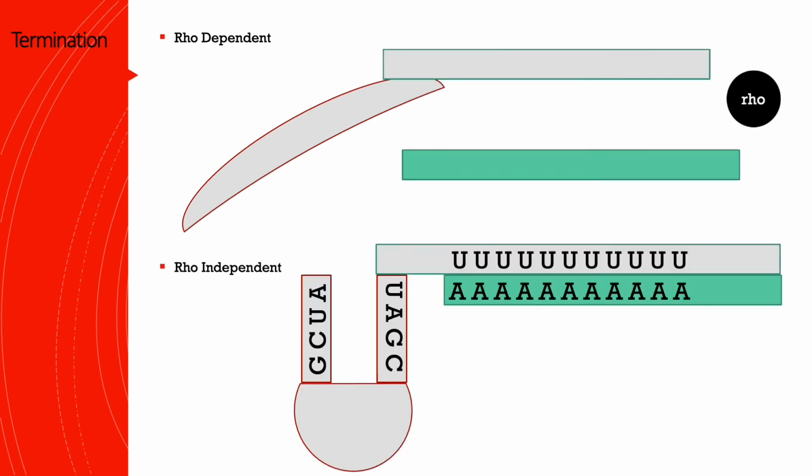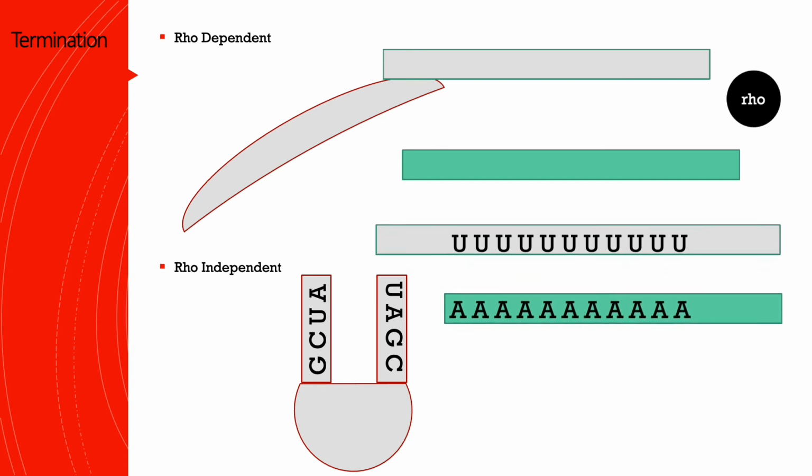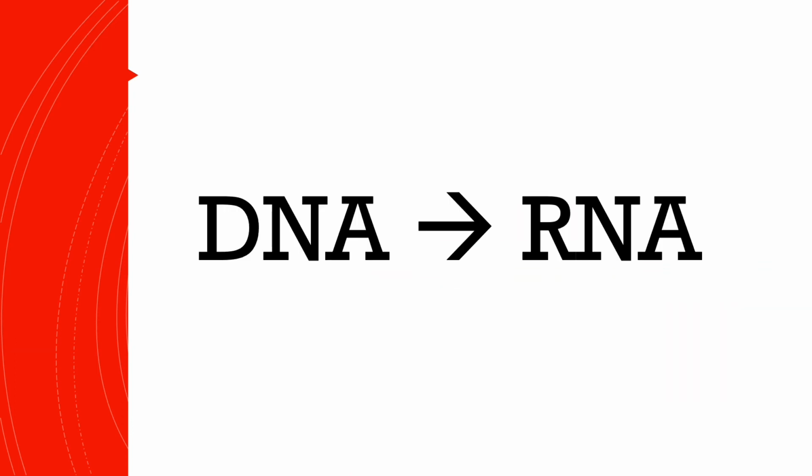In rho-independent termination, the hairpin is followed by a tail of U's. The AU bonds are weak and allow the dissociation of the DNA and the RNA. That brings us to the end of prokaryotic transcription.